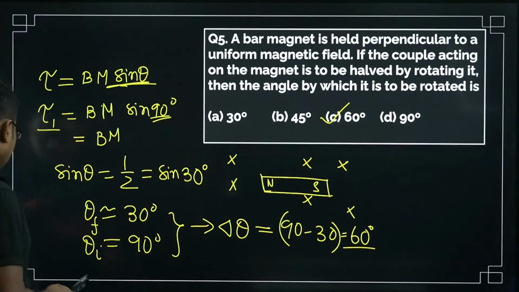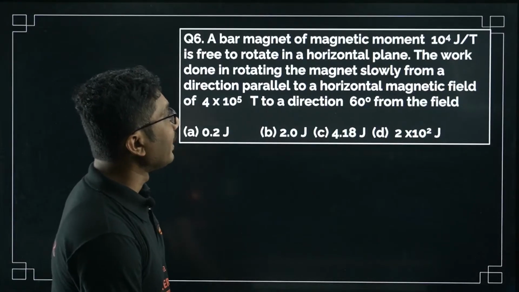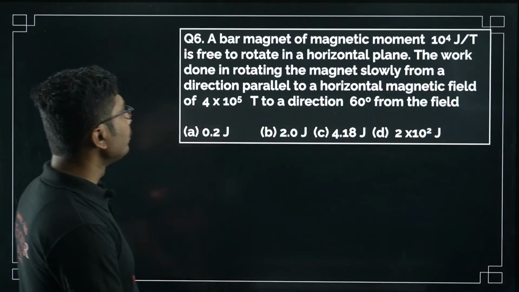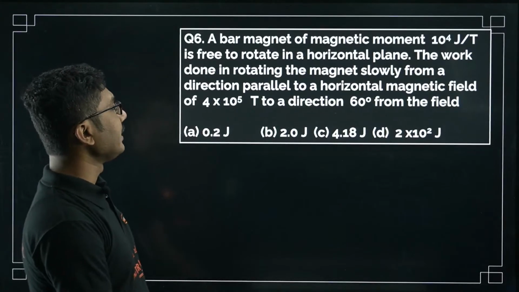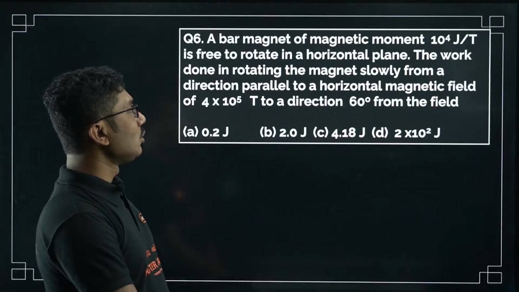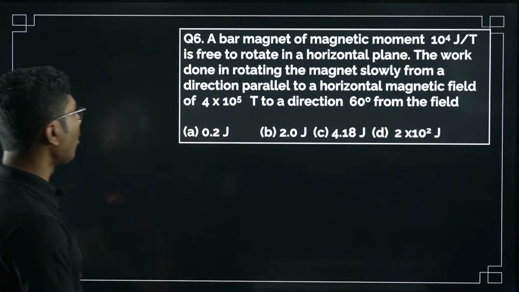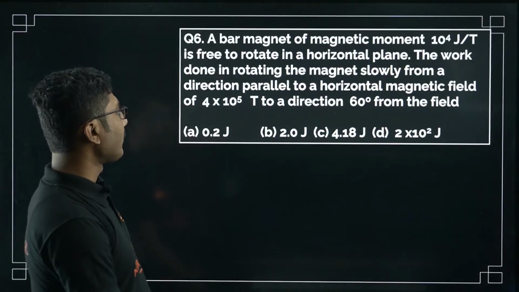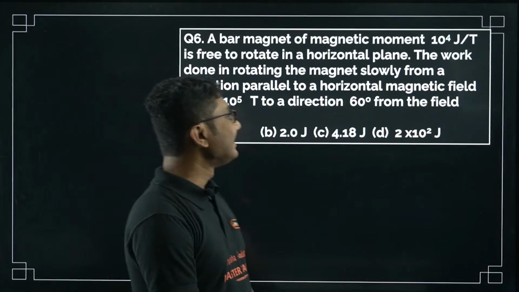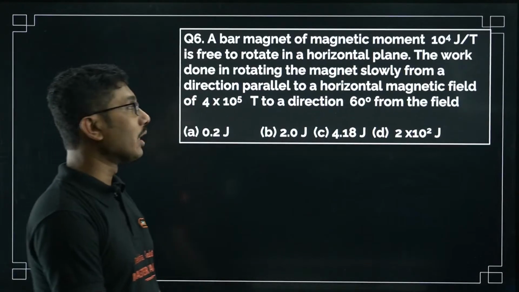Now let's see the next question. A bar magnet of magnetic moment 10 to the power of 4 joules per Tesla is free to rotate in a horizontal plane. The work done in rotating the magnet slowly from a direction parallel to the horizontal magnetic field of 4 into 10 to the power of minus 5 Tesla to a direction 60 degrees from the field is. So now we have to find the work done.